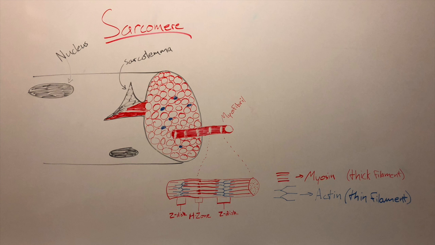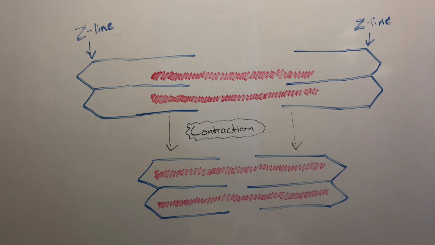The myofibrils contain thick and thin filaments, or dark and light bands, or myosin and actin, whatever you want to call it. Actin makes up the Z discs, and myosin makes up the H zone. From one Z disc to another is considered to be a sarcomere. The sarcoplasmic reticulum is also very important, but we will get into that later. During muscle contraction, the Z discs, or Z line as some people call it, close the gap between each other.